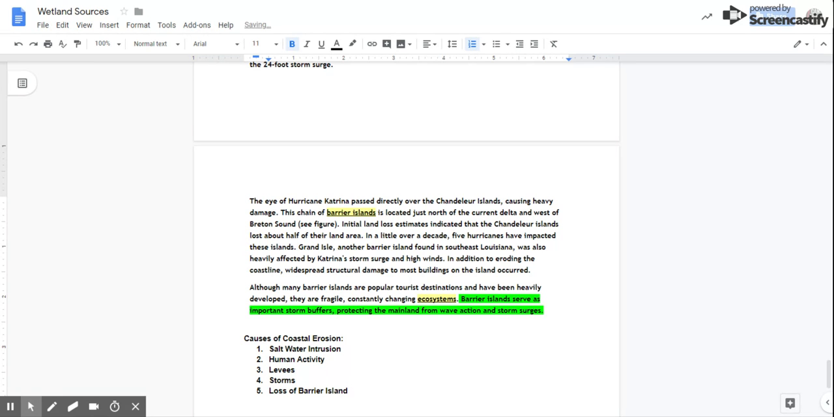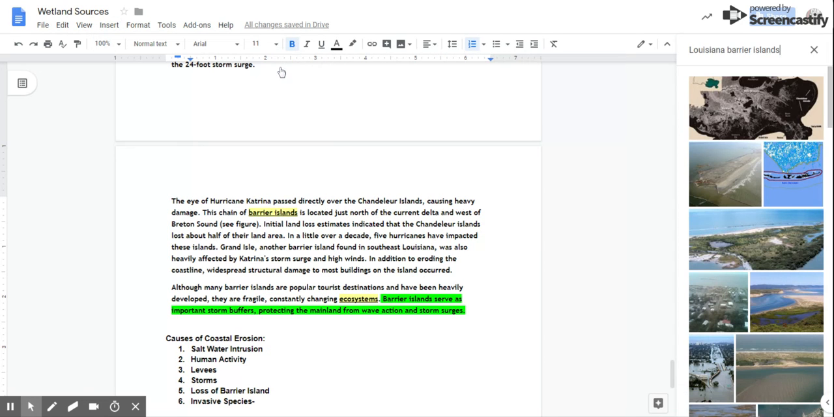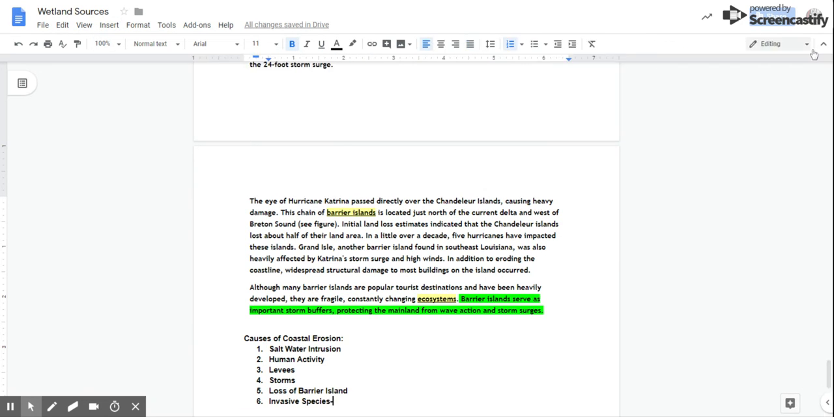Am I forgetting something? Yes, I am. Actually, there's a sixth one, you guys. There is a sixth cause of coastal erosion. I'm going to talk about that really quick right now, and that is invasive species. Invasive species like this. Let me give you a picture of it. This actually is a problem in our wetlands.